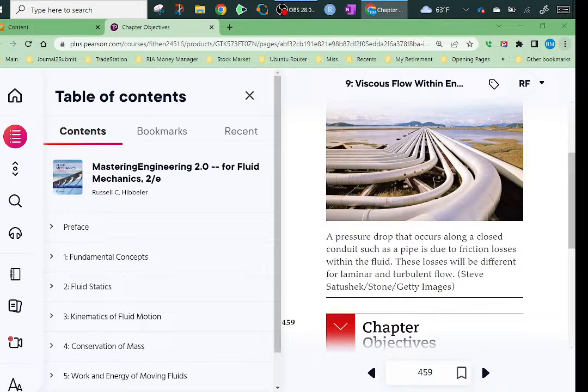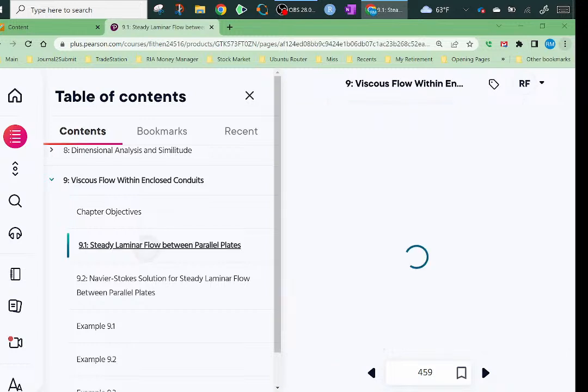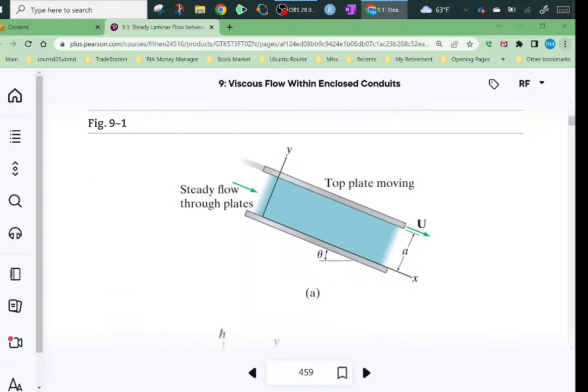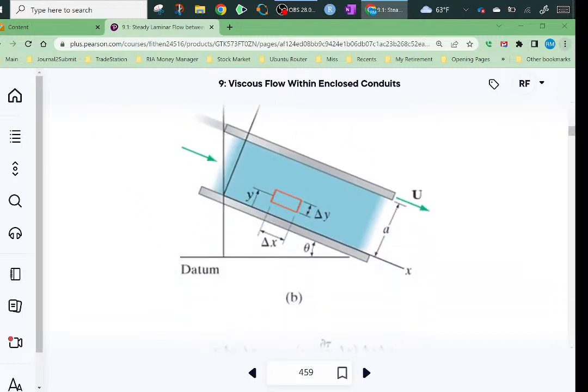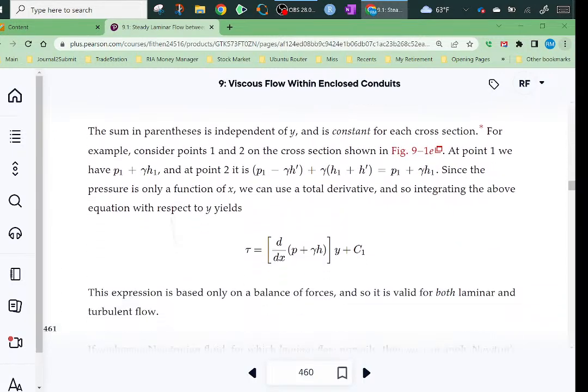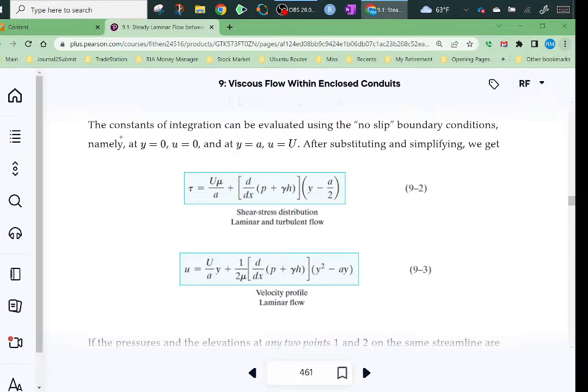So if you go down into here, you'll find he starts between parallel plates, and that's fine, except you almost never really see that in practice, because he starts talking about the top plate doesn't have to be moving, and it starts putting flow through there, but the plate itself is infinite in and out of the board. He does a differential analysis on it, and eventually you get a shear stress that looks like this, 9.2, and you get a velocity profile that looks like this, 9.3.